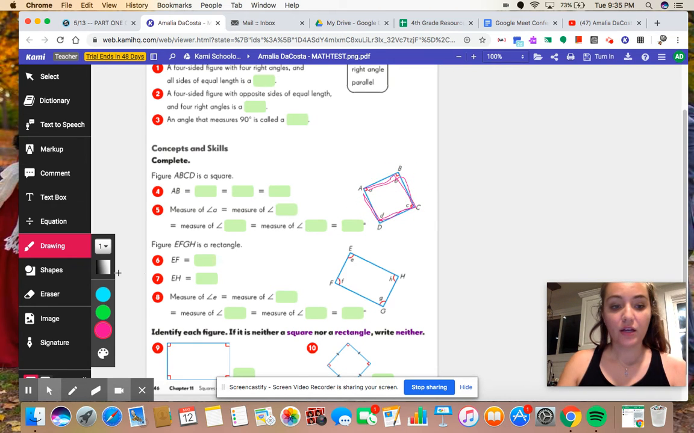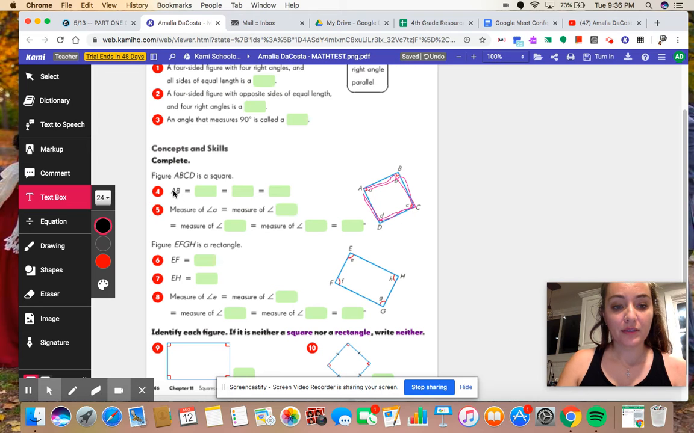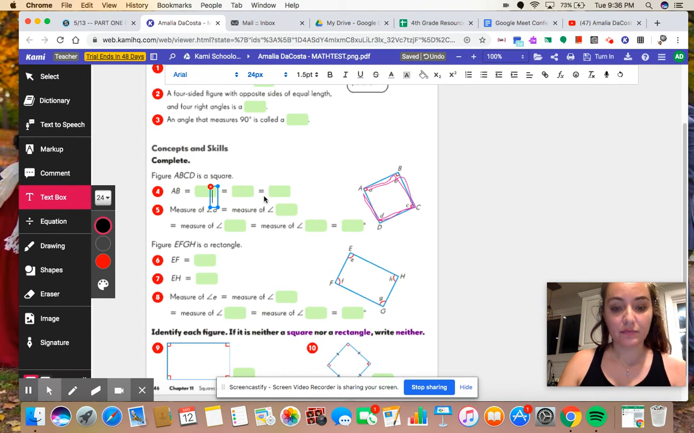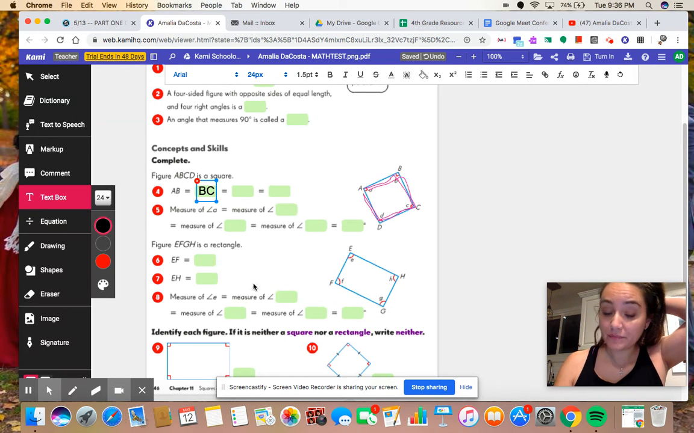We can see that. So what does that mean? That means that line AB is the same as line what? BC, right? Okay? And that also means that line BC is the same as, look where my mouse is going. Okay, so you're just going in order all around the square and naming the lines, okay? And now it wants us to look at the angles.